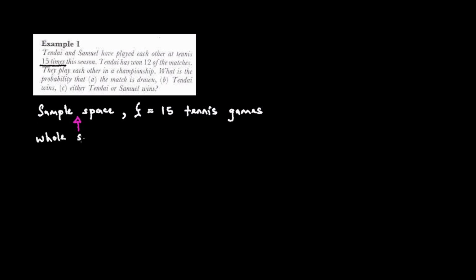For the benefit of vasina kuatenda kana kuona our previous lesson, kana chiti sample space trikutaura, this is the whole set of observations under question. Saka magames mangani atiri kucalculate probability on? There are 15. That is what we refer to by sample space. Saka Tendai and Samuel have played each other at tennis 15 times this season. Pari kunzi Tendai has won 12 of the matches.